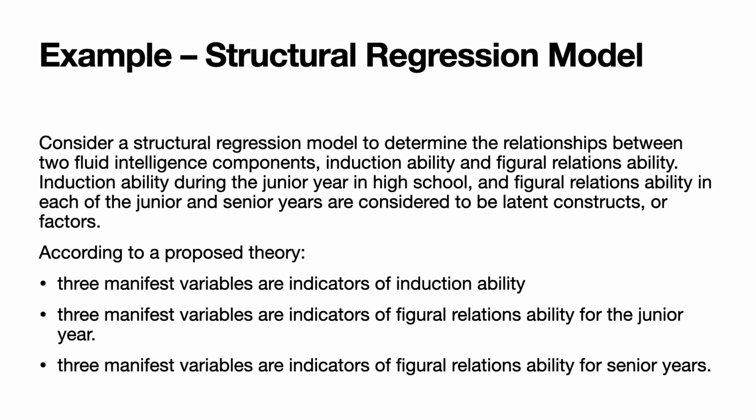According to a proposed theory, three manifest variables are indicators of induction ability, three manifest variables are indicators of figural relations ability for the junior year, and three manifest variables are indicators of figural relations ability for the senior year.